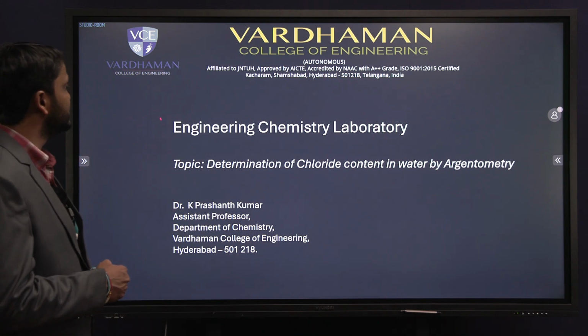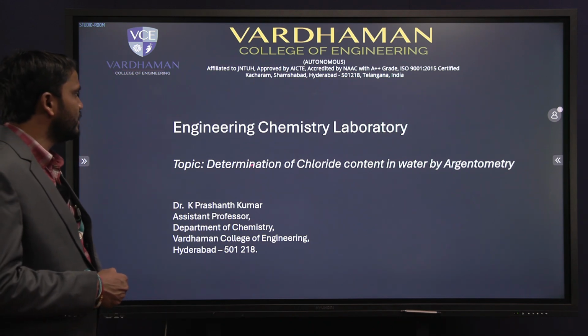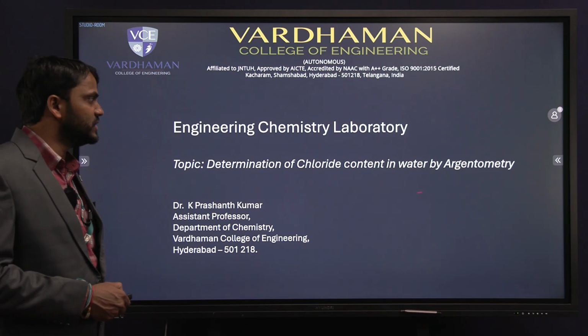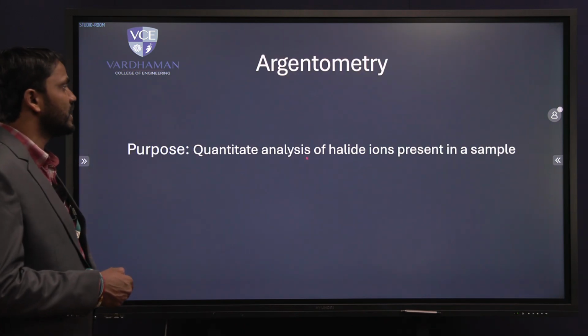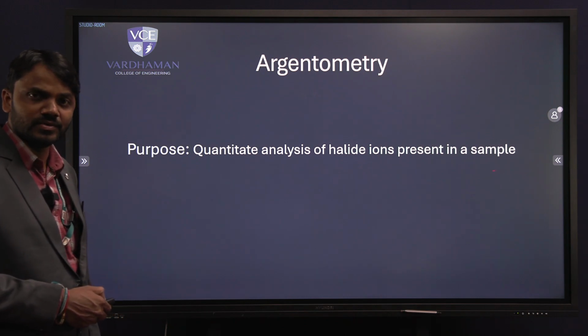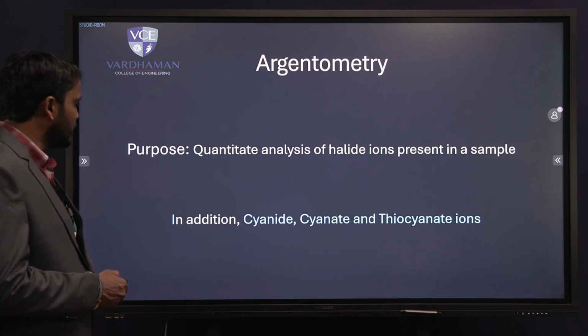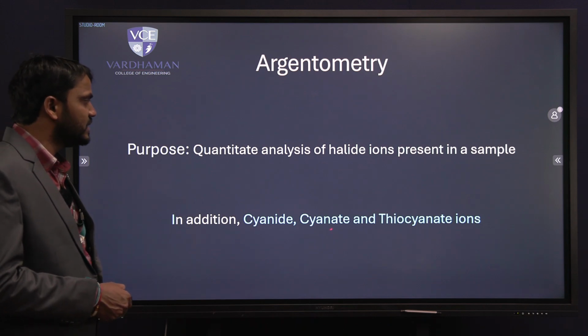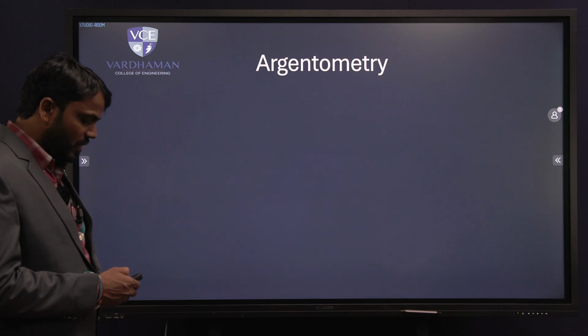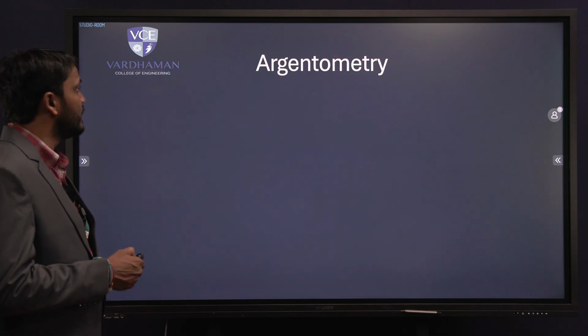Today, I would like to discuss an Engineering Chemistry Laboratory topic: determination of chloride content present in water by Argentometry. Its main purpose is quantitative analysis of especially the halide ions present in the water sample. In addition, we can find the concentration of cyanide, cyanate and thiocyanate anions. So now the question is, what do you mean by argentometry?